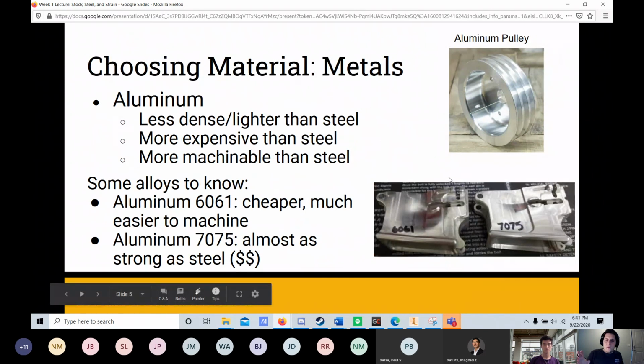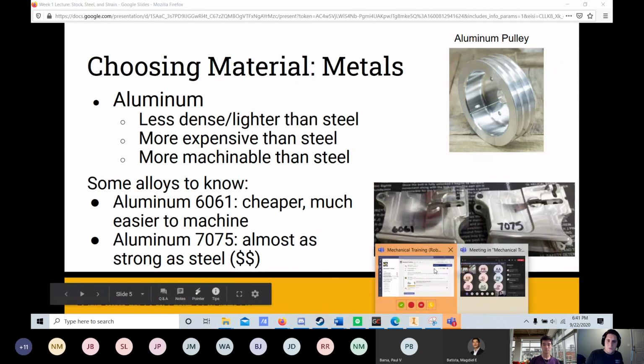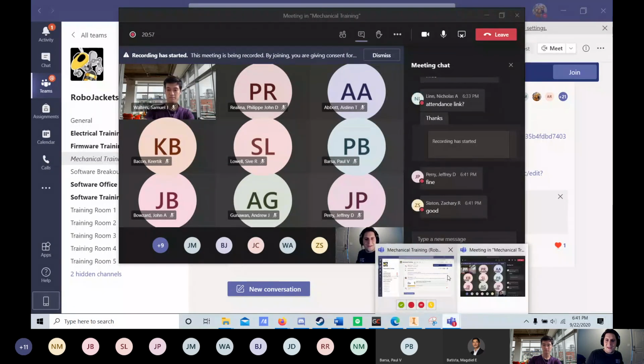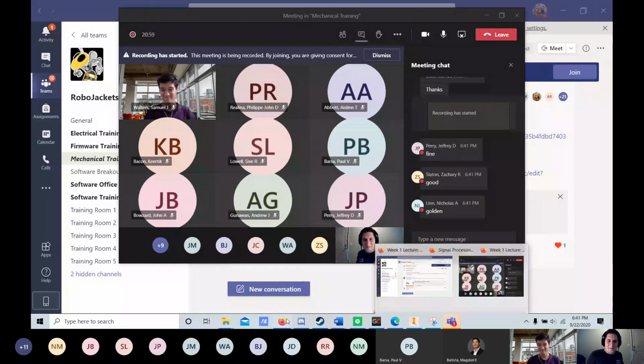Okay. Am I going too fast, or is this good for you guys? Just want to check real quick. All good? Seems good. Okay. Sorry. I'm excited about this, so I really like talking about these materials.